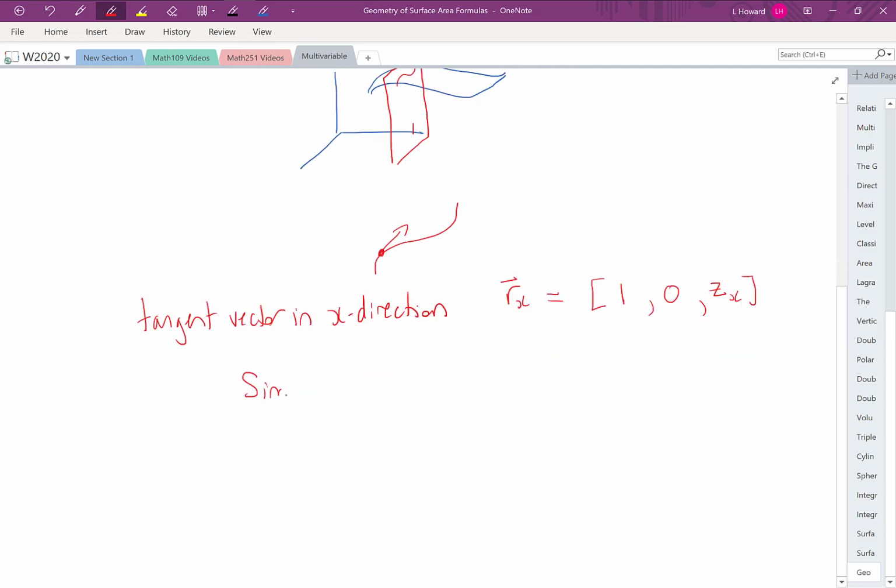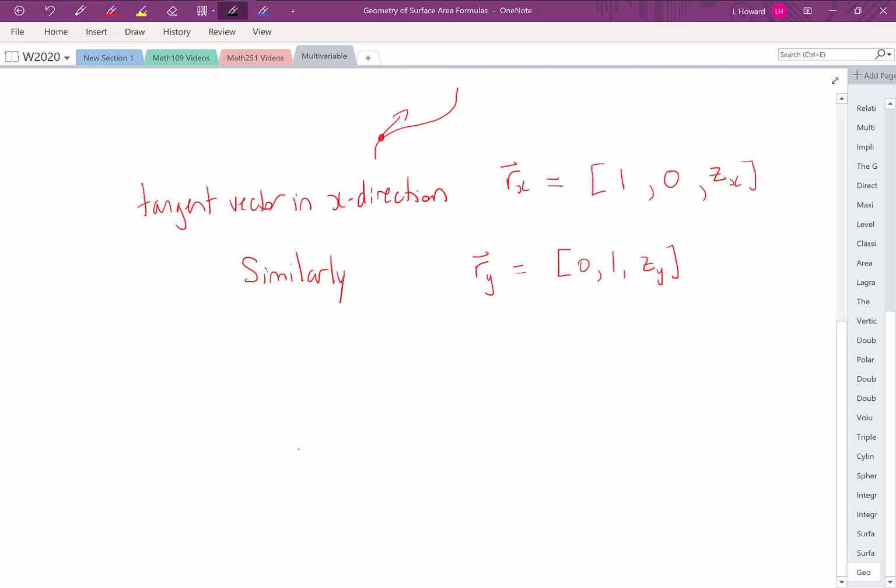You could do a similar kind of process by slicing through your surface and holding X constant. What you would get then is a sense of the rate of change in the Y direction. So you could say the tangent vector in the Y direction, you could call that R sub Y. That would look like 0, 1, Z sub Y. So now let's go back to our surface and see how these tangent vectors are going to be helpful to us in computing surface area.